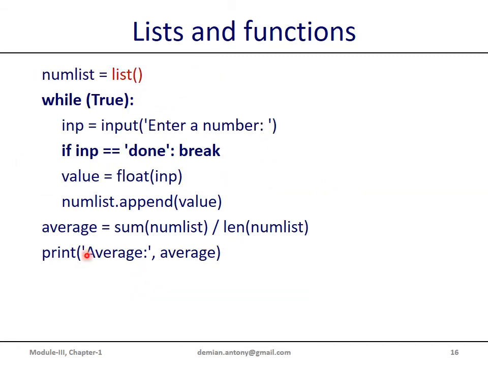So here is a program. What we are doing is, we initially create an empty list. You can also use square brackets. Either you use square brackets or the function list. So this list function with no arguments creates an empty list. So you have numlist, an empty list. We have an infinite loop here, while True. The body of this loop will be executed.